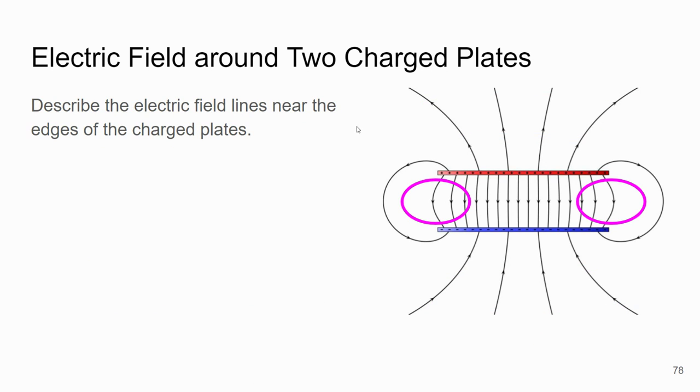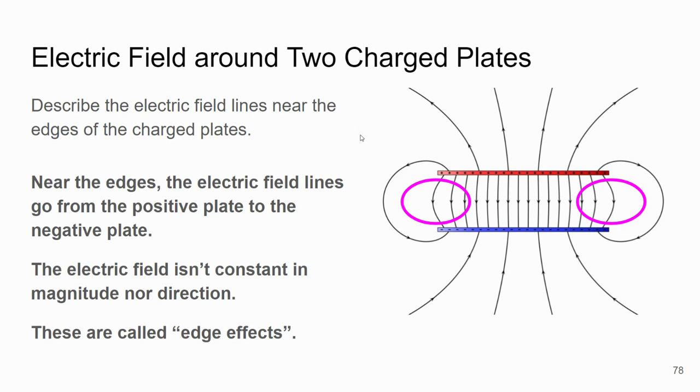How about near the edges of these plates? What is the magnitude? What is the direction of the field? It's down sort of from the positive to the negative one, but it's not perfectly down. These things are curving the further out to the edge you get. And they're not constant in magnitude either, because the lines start pretty close together, but they're getting further apart as you're going out. So we call these edge effects. So near the edge of this device, it gets really complicated and weird.